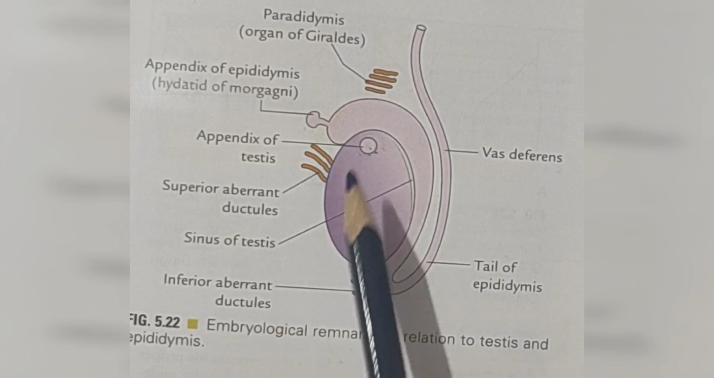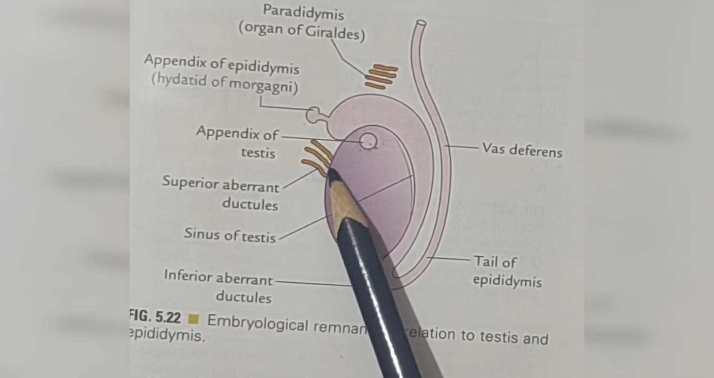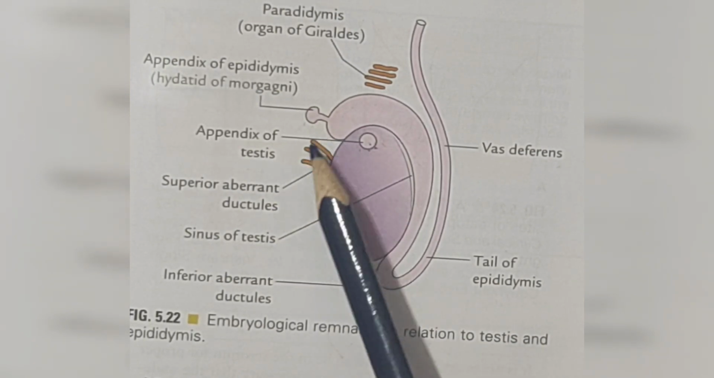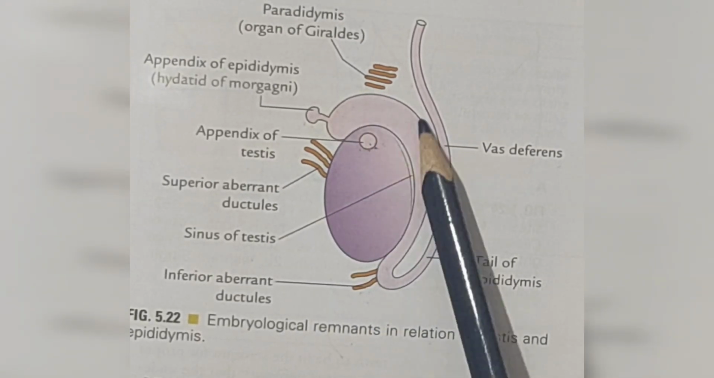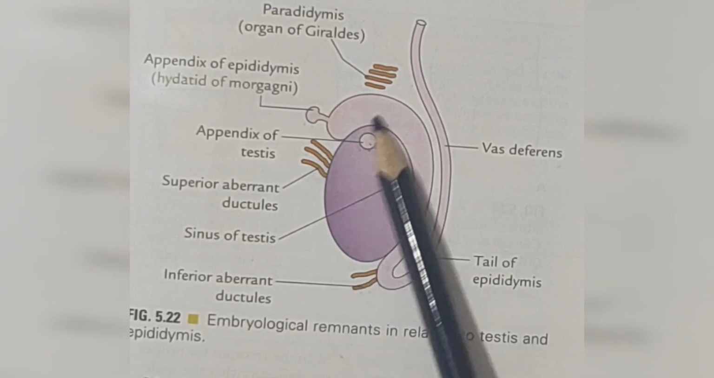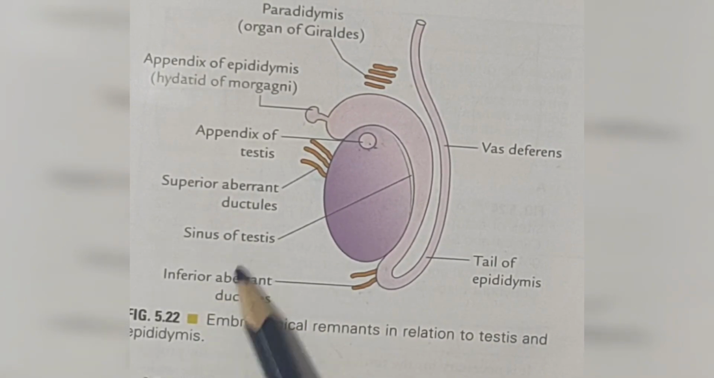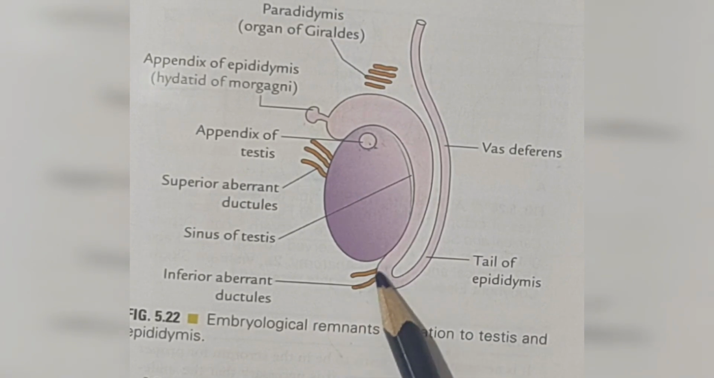Talking about superior aberrant ductules, these are 2 to 3 in number and they are attached to the upper end of the testis and they represent the remnants of the upper mesonephric tubules. So we have the mesonephric tubules over here and they represent the upper mesonephric tubules as their remnant. Coming to inferior aberrant ductules, these are around 1 to 2 in number and they are attached to the tail of the epididymis. They are the remnants of the intermediate mesonephric tubules.